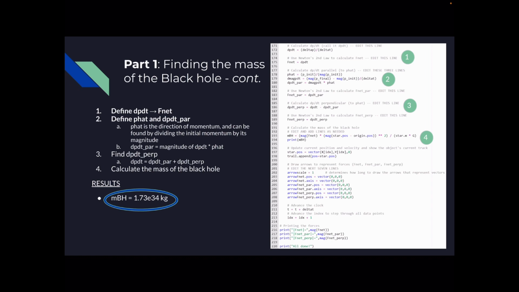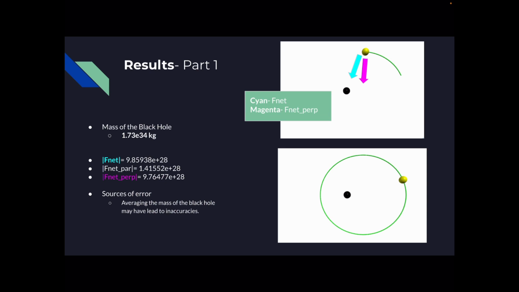And finally, we calculate the mass of the black hole, and we get a value of 1.73 times 10 to the 34th kilograms. Again, here's our mass of the black hole. Here's our F net parallel, and F net perpendicular. Some possible sources of error for this part of the experiment would be that averaging the mass of the black hole may have led to an inaccurate final value.